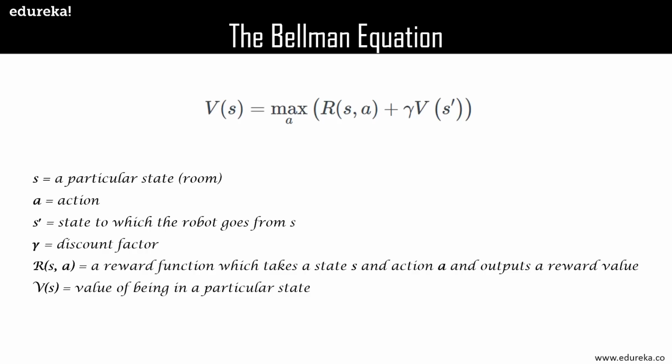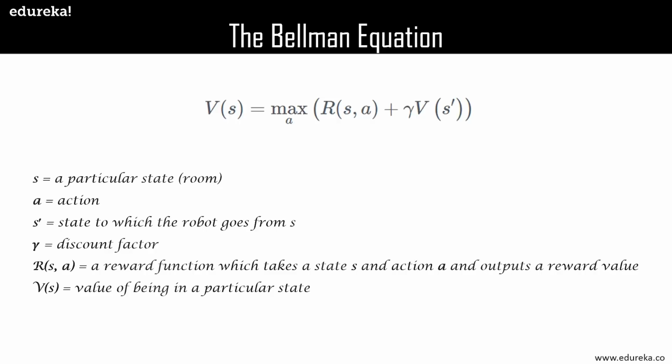So the equation goes something like this. V(s) = max over a of [R(s, a) + γ V(s')], where s is a particular state, which is a room, a is the action of moving between the rooms, s' is the state to which the robot goes from s, and gamma is the discount factor. We'll get into it in a moment. R(s, a) is a reward function which takes a state s and action a and outputs the reward. V(s) is the value of being in a particular state, which is the footprint. Now we consider all the possible actions and take the one that yields the maximum value.